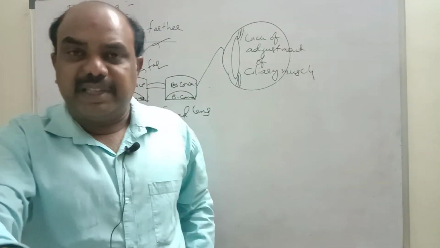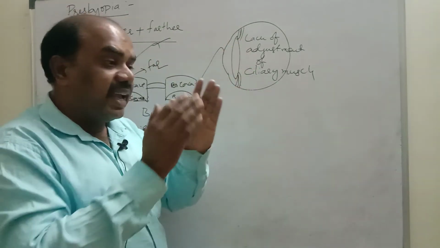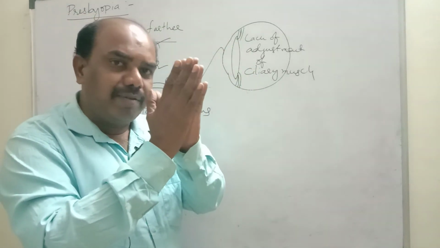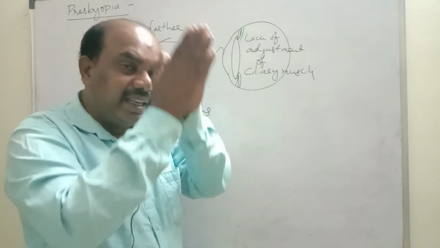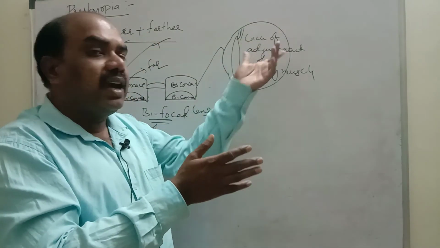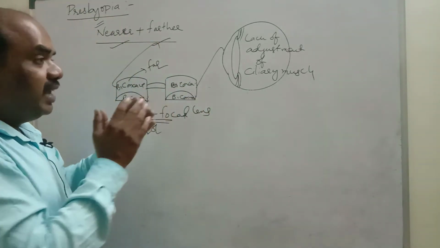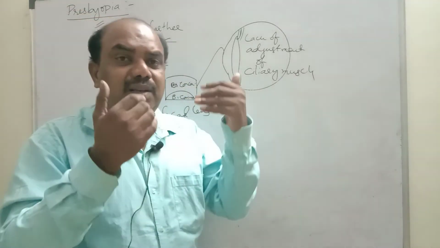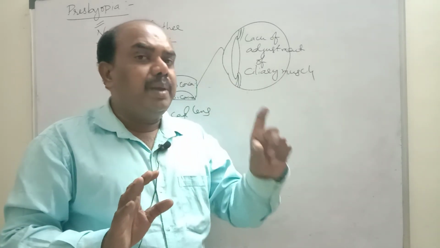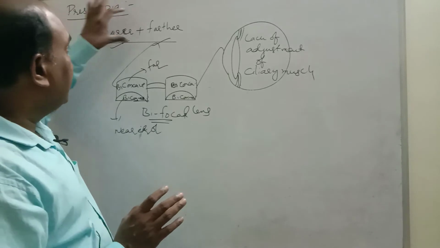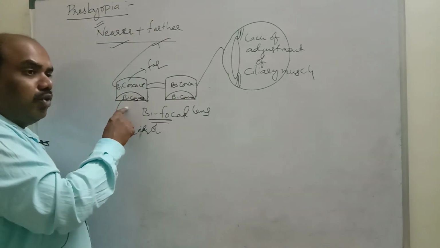Once again, what is presbyopia? Due to old age, the ciliary muscles of our eye cannot adjust the focal length of the eye lens. Adjustment of the focal length of the eye lens decreases gradually because of lack of adjustment of the ciliary muscles. So what will happen? Old people cannot see both nearer and farther objects clearly. So doctors suggest a bifocal lens.